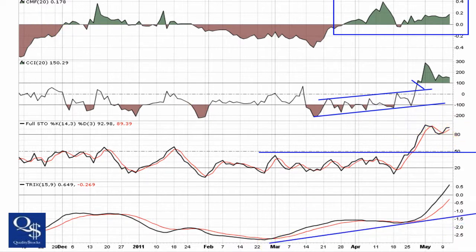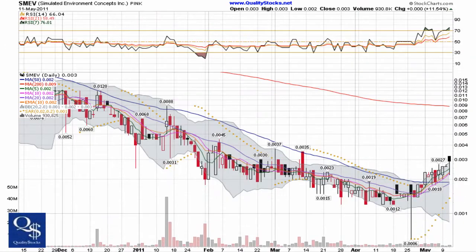The TRIX, also a great long-term indicator, trending back towards zero, making new highs, now breaking through zero. Again, a bullish position for the TRIX. This chart has given every sign that it was going to try and make a move. Of course, coming from down here around 0.0012 to break through 0.003 yesterday. Over about 3 weeks, it's just a great climb.